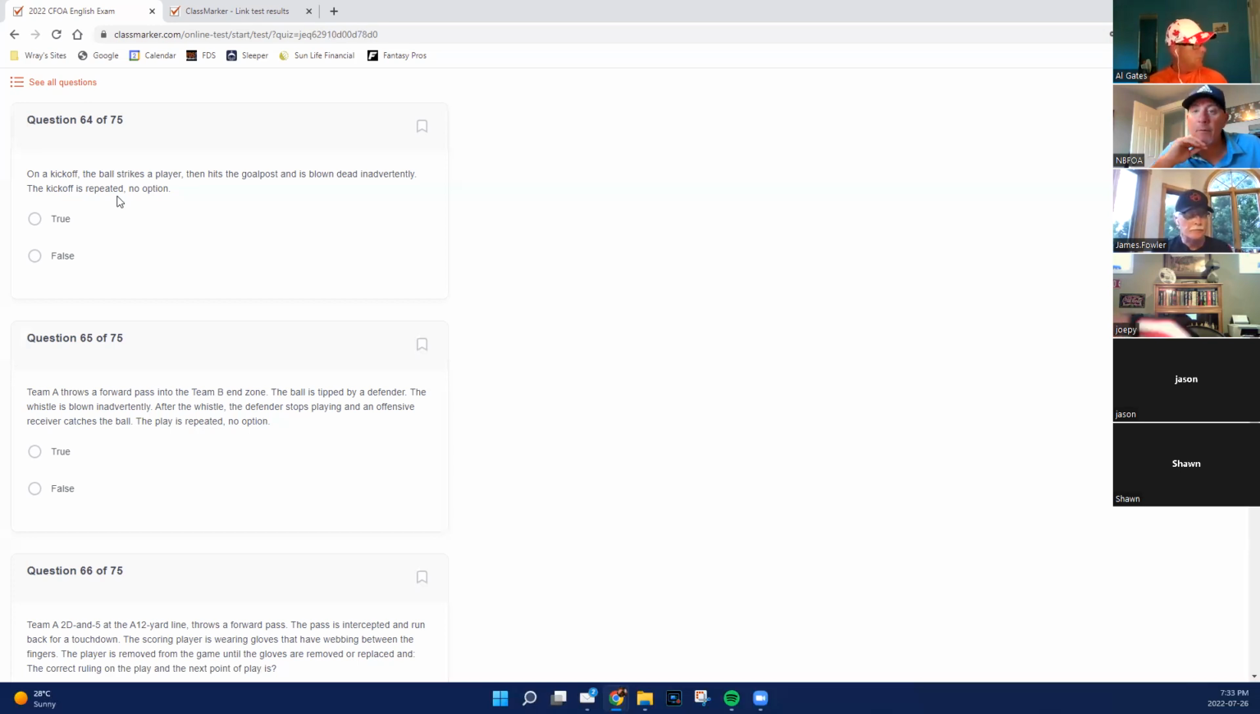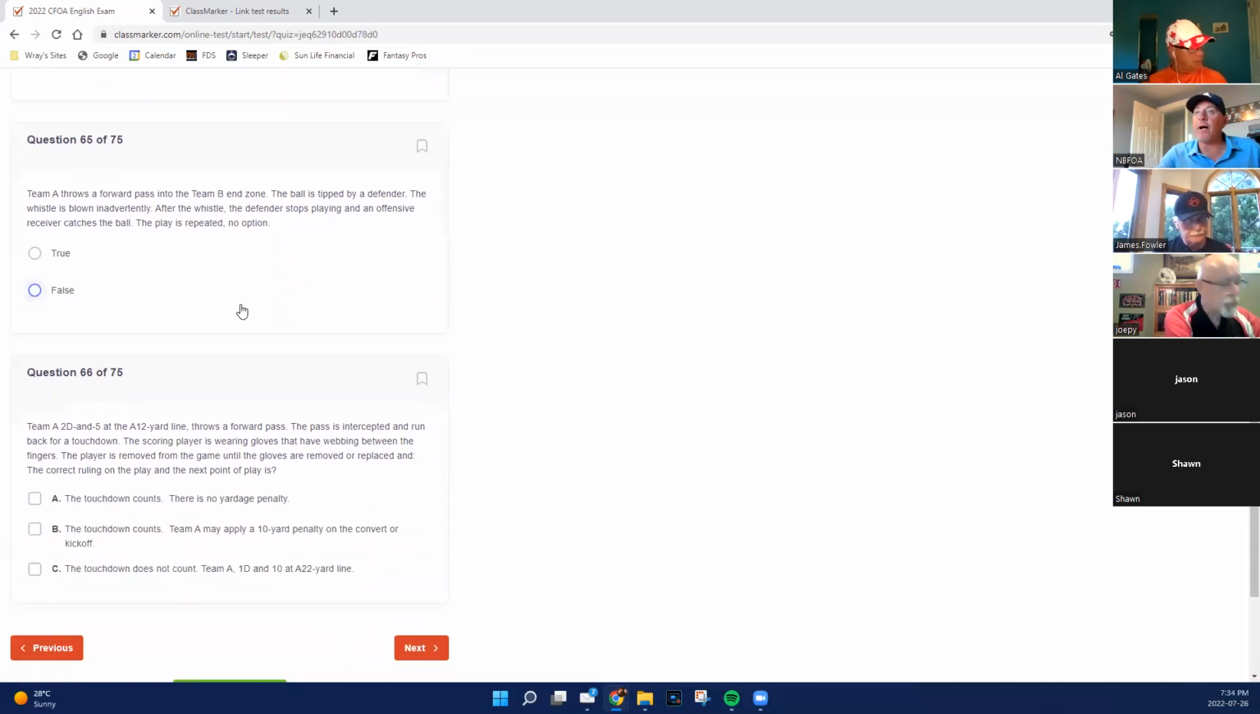I have true, 18-14. And the whistle is blown inadvertently. When the whistle is blown inadvertently with the ball not in possession, neither team having had previous possession, i.e. on a kickoff prior to possession, then the play will be repeated from the previous spot, no option. Good job. It is true.